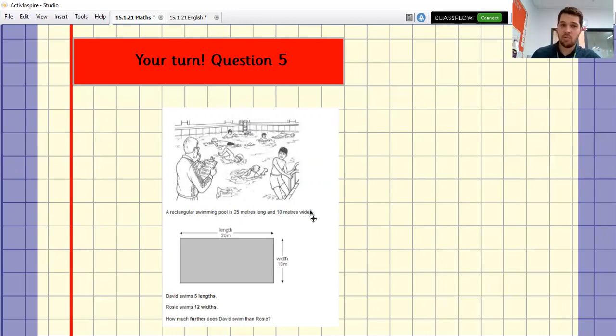A rectangular swimming pool is 25 meters long and 10 meters wide. David swims 5 lengths. Rosie swims 12 widths. How much further does David swim than Rosie? And a final Challenge X question for you.